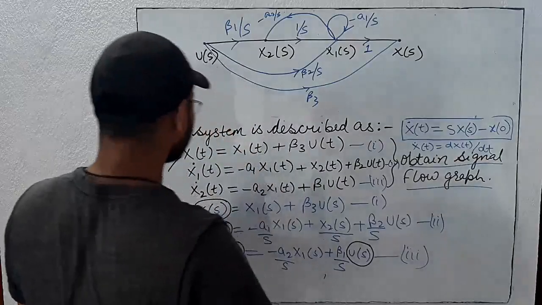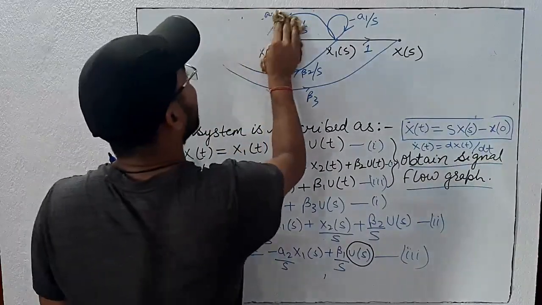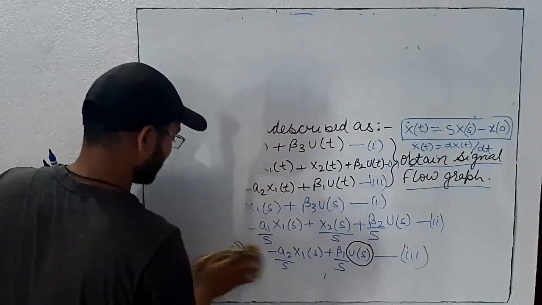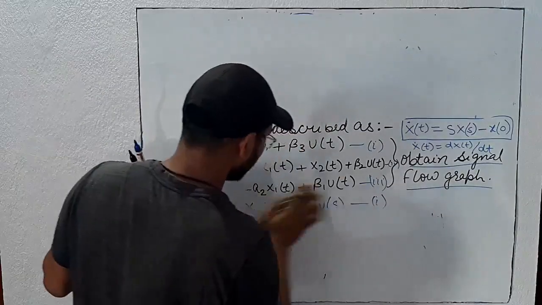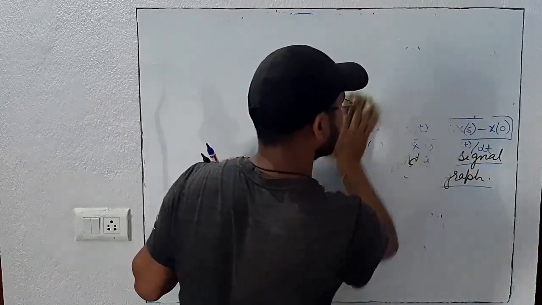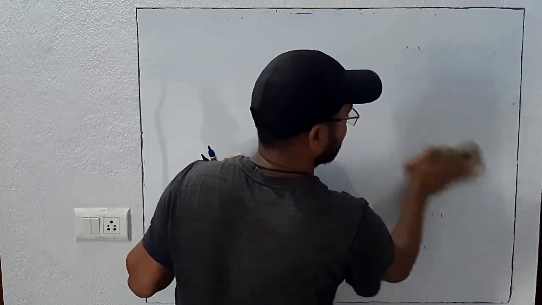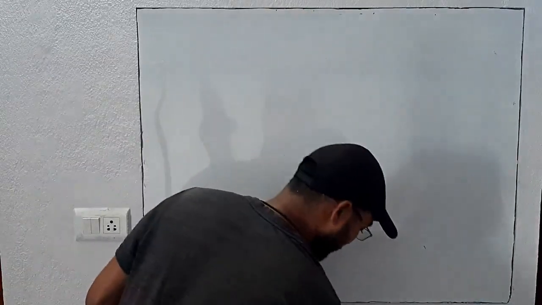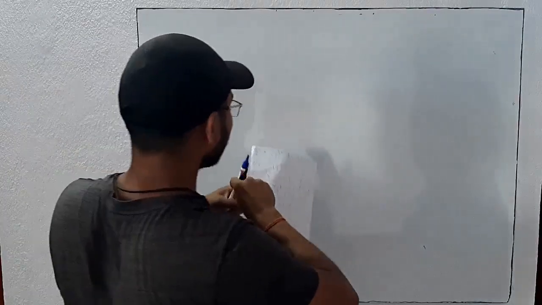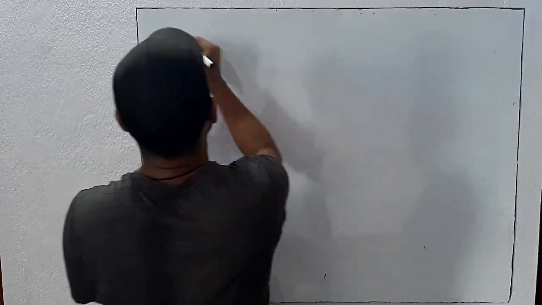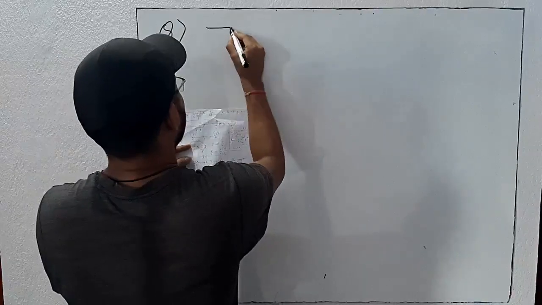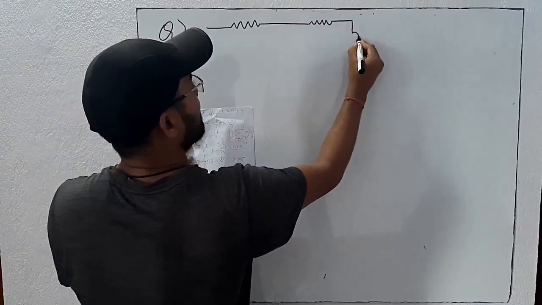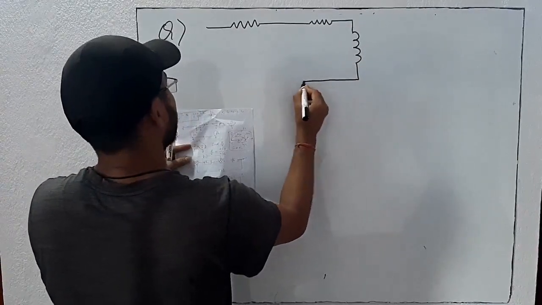We will see one more example today, and after that we will study how to find the transfer function from the signal flow graph. For that there is one very easy and very conceptual formula. Just understand that formula, then questions on signal flow graphs will be very easy for you. So coming to question number 2, there is an electrical system given. This is the electrical system given.